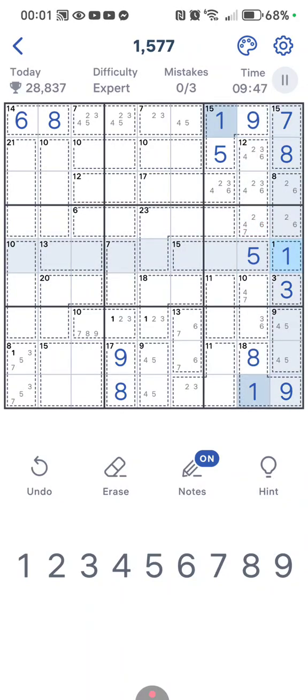Where else? So 9. Could go here. Can't go here because it can't be 9 and 1. Could go here. 8. Could go here. 5 and 8 would make that a 2, which is possible. 8 and 9, that would be a 3. So yeah, that's possible too.